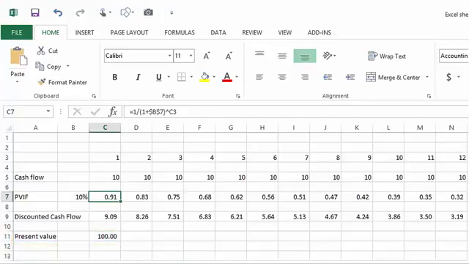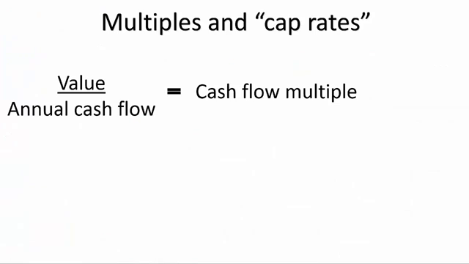You might think all these columns are kind of crazy and there must be a better way. Well, it's your lucky day because there is. Let's take the value of the investment opportunity, the $100, and divide it by the annual cash flow of $10. This too equals 10.